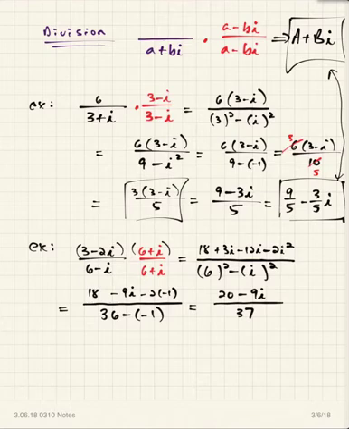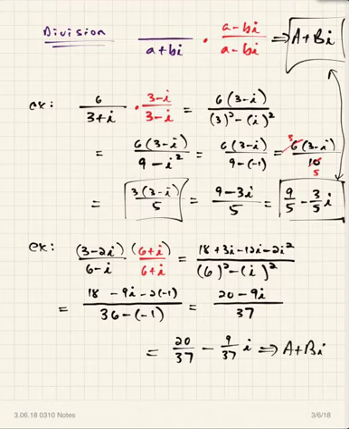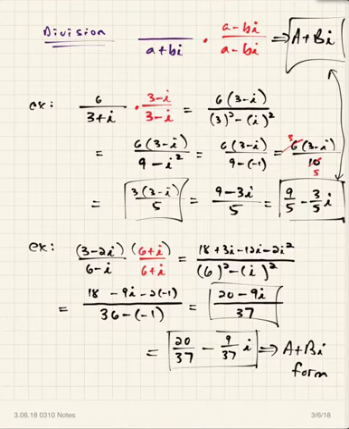WebAssign probably will want you to write this in a plus bi form. So they'll want you to write this as 20 37ths minus 9 37ths i, like that. That's an answer that's in a plus bi form. And again, on an exam, if you wrote that answer, I would be thrilled with that. I'm not going to make a big deal about it. It's certainly not going to be too big a deal in college algebra how you write it. But you should be aware of how you're going to write it in a plus bi form if that were to come up.